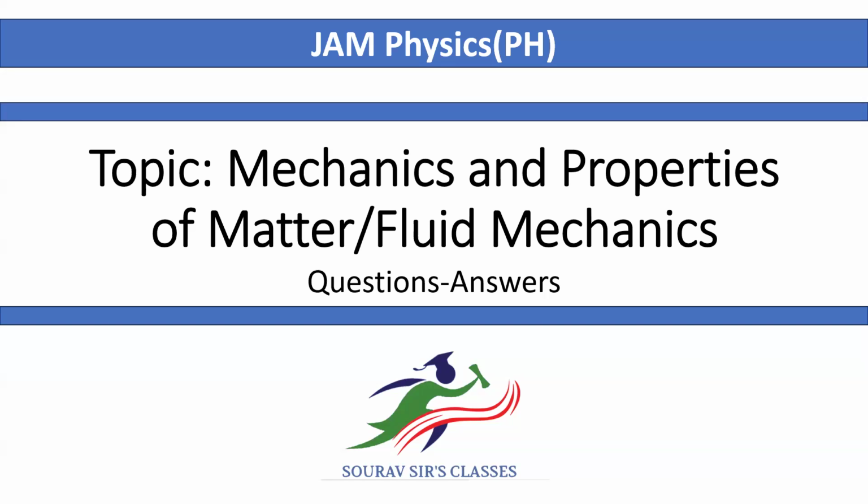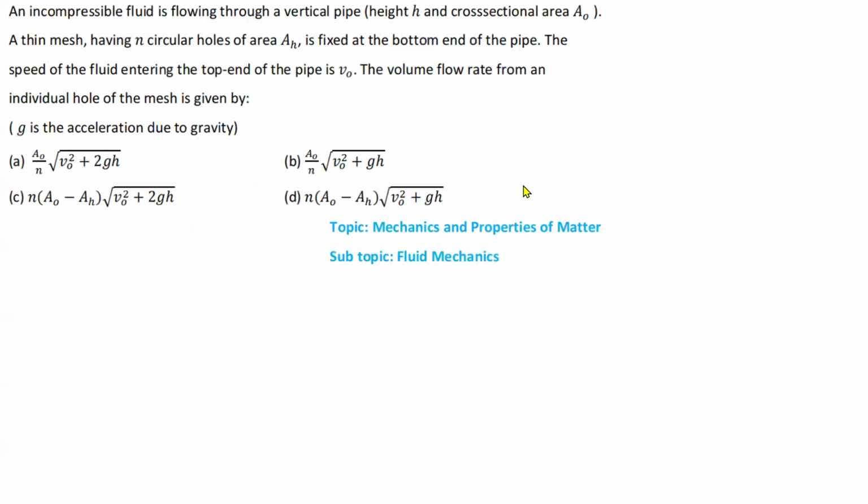Let us solve the next problem from mechanics and properties of matter. The question tells that an incompressible fluid is flowing through a vertical pipe, height h and cross-section area A0. A thin mesh having an end circular hole of area AH is fixed at the bottom end of the pipe. The speed of the fluid entering the top end of the pipe is V0.